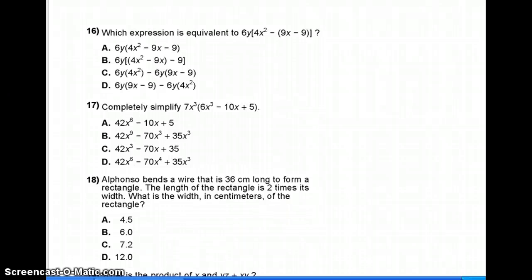Number 16, which expression is equivalent to 6y times the quantity 4x squared minus 9x minus 9? Number 17, completely simplify 7x cubed times the quantity 6x cubed minus 10x plus 5. Number 18, Alfonso bends a wire that is 36 centimeters long to form a rectangle. The length of the rectangle is 2 times its width. What is the width in centimeters of the rectangle?